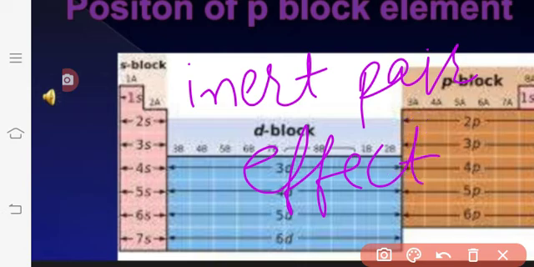This effect arises because the energy required to unpair the electrons is more than the energy released in the formation of two additional bonds.